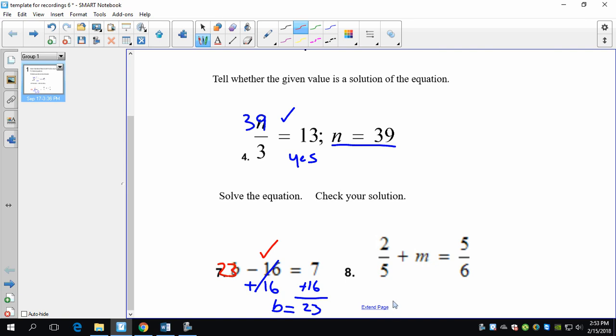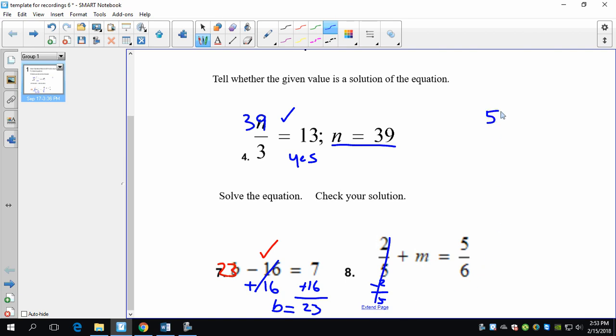For number 8, it's a little bit more challenging. It's 2/5 plus m equals 5/6. Again, they're adding 2/5, so we need to do the opposite. We need to subtract 2/5. So we're going to take 2/5 away. That's going to cancel those off, and then we're going to subtract 2/5 over here.